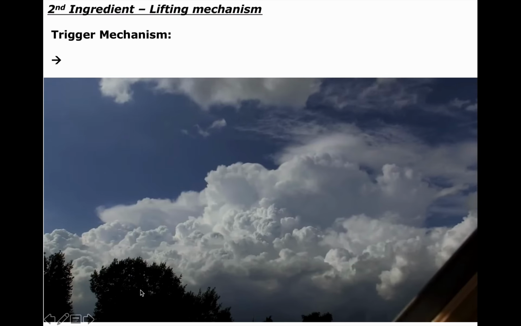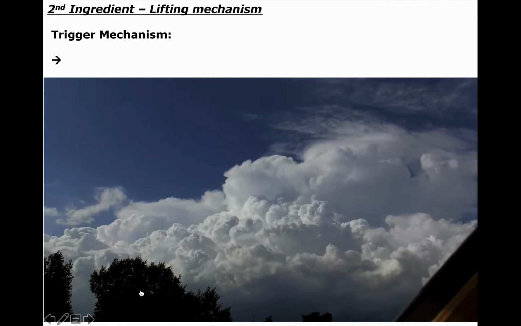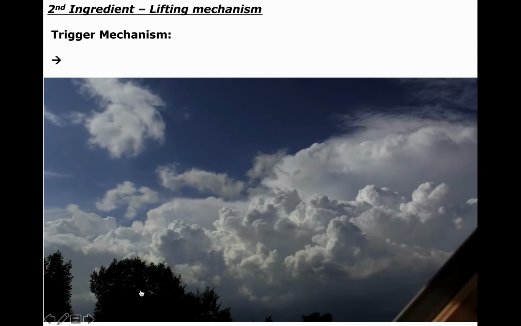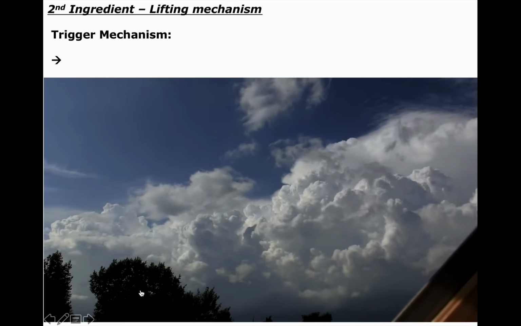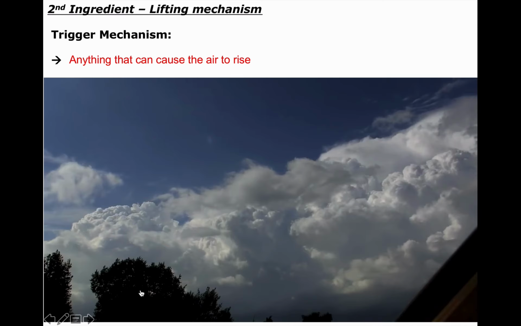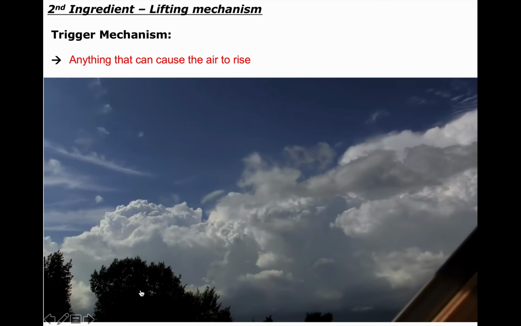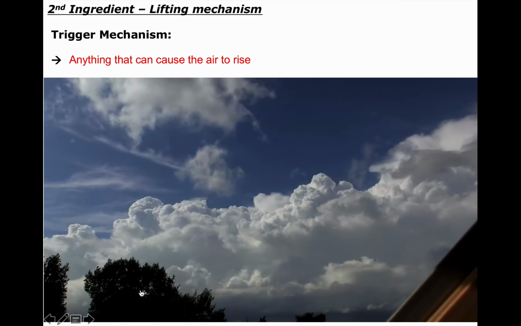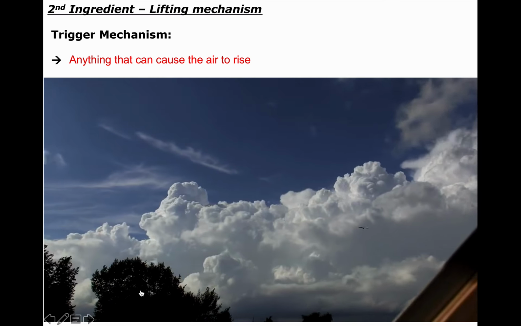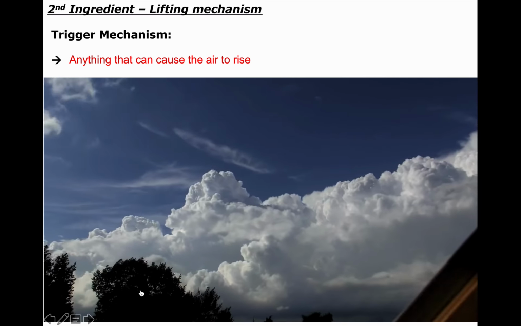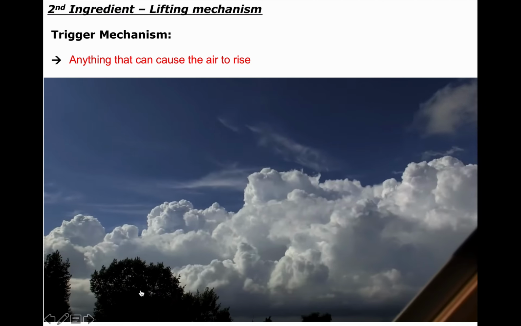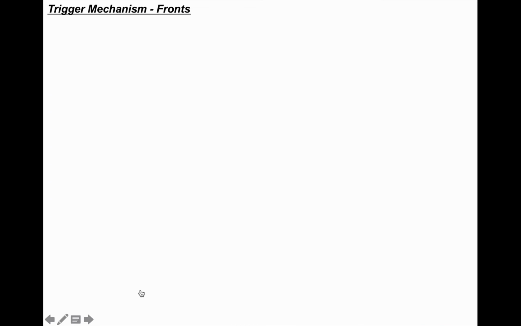All right. Our last three ingredients are going to go a lot quicker than the first one. What does it take to get a thunderstorm to form? Well, if the atmosphere is unstable, you've got to have something that can lift the air into that unstable part. So in this animation of bubbling thunderstorms in the afternoon, something had to trigger the air to rise. And a trigger mechanism, which is ingredient number 2, also called the lifting mechanism, is anything that can cause the air to rise. Let me give you a few examples of this, okay?